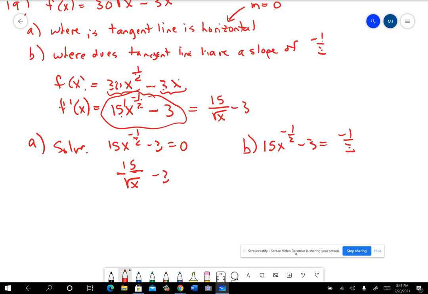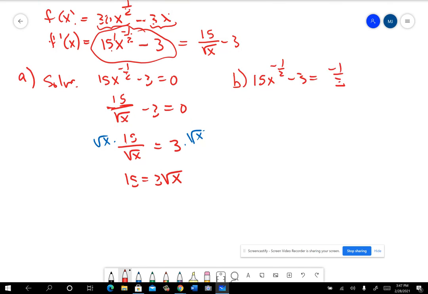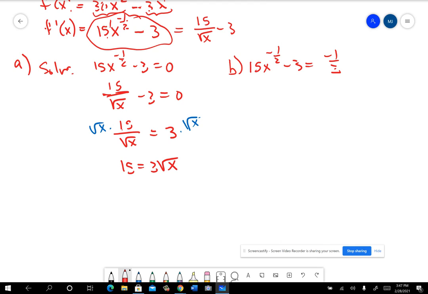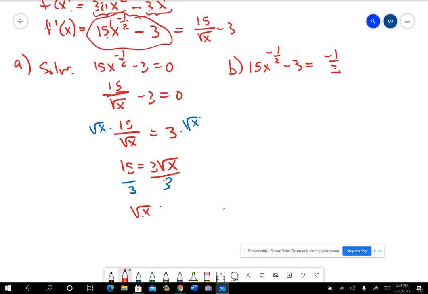So this is what I'm trying to solve. One thing I could do is add 3. That would get me to here. And then at this point, I could multiply both sides by the square root of x, which would give me 15 equals 3 square root of x. Then I could divide by 3, which would give me that the square root of x would equal 5.